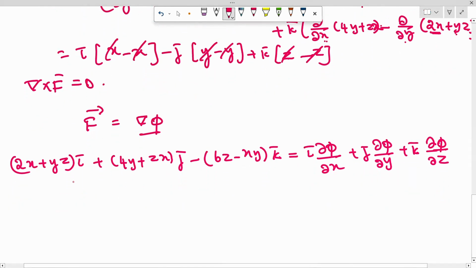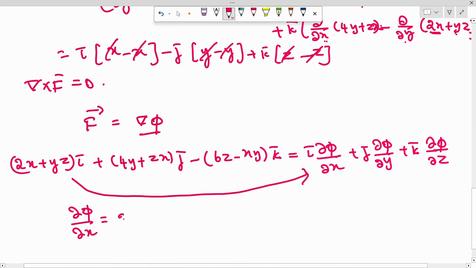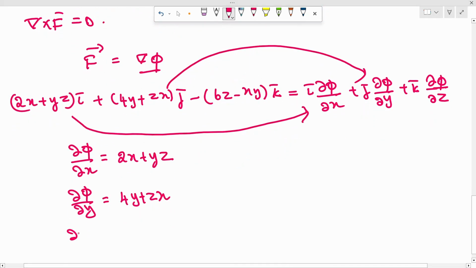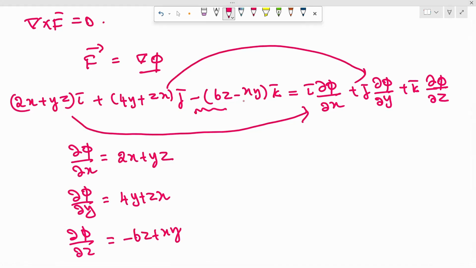Now we are going to equate the terms. First term, i-th term, which is dou phi by dou x is equal to, we can write 2x plus yz. And then equate the second term both sides, which is dou phi by dou y equal to 4y plus zx. Third term will be dou phi by dou z is equal to minus 6z plus xy, because this negative sign is common for both. Okay, from these three equations we are going to find the phi.